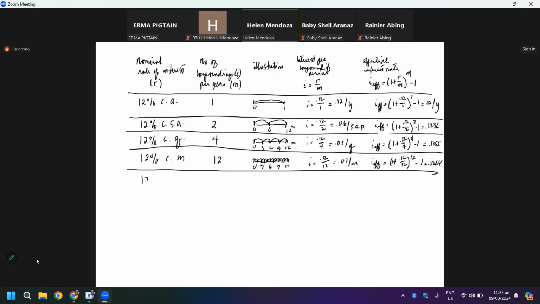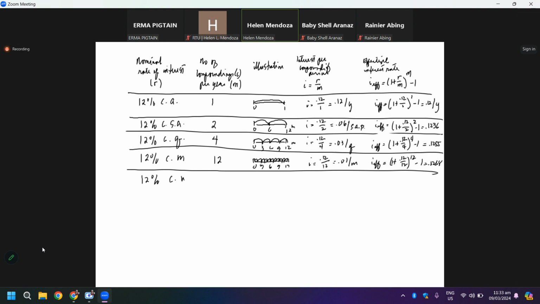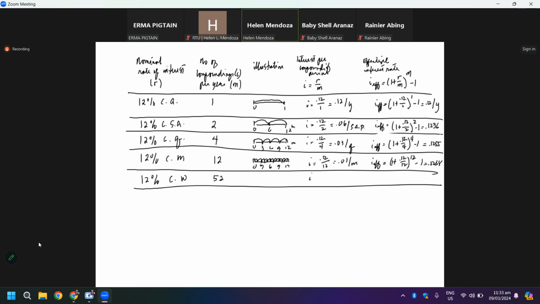I-continue lang natin. So 12% compounded weekly. Number of compounding is 52. 52 weeks po, hindi 48 ha. So I cannot illustrate. So percentage is 0.12 divided by 52. So we would have percentage per week. So I effective is 1 plus 0.12 divided by 52 raised to 52 minus 1. I think this is 0.1278 o 75. Retuhan lang. 12.73 ma'am.